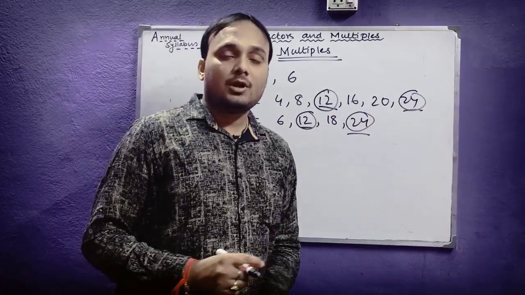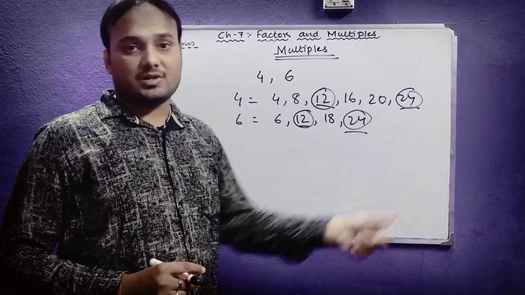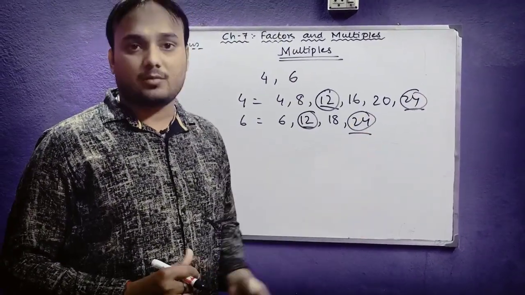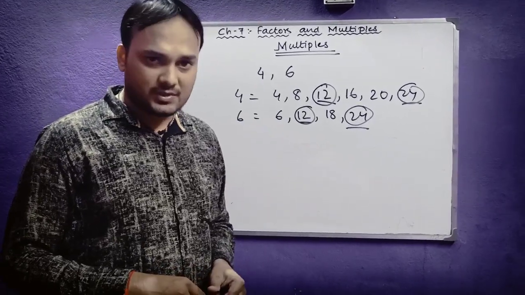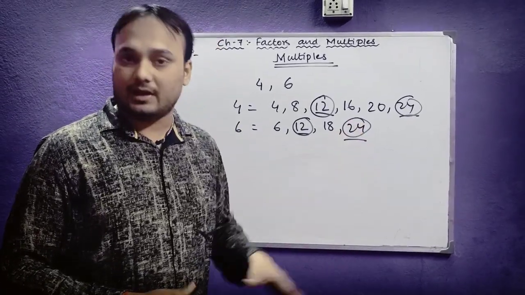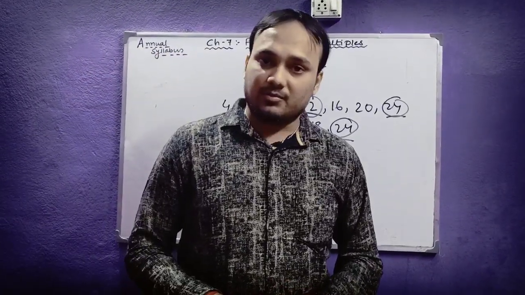And if I ask you three common multiples, then we'll go on finding the next numbers further, so that we get the next common multiple. So depending upon how many common multiples you are asked for, you will proceed in that way. So this is the process of finding the common multiples of any two numbers.